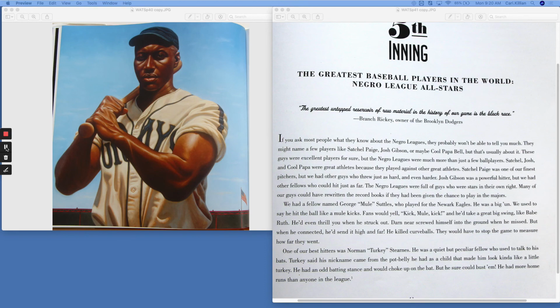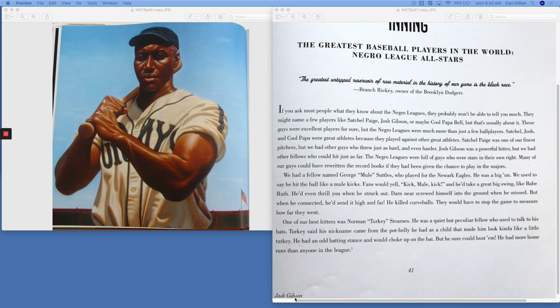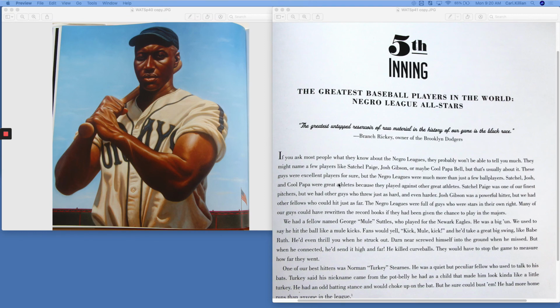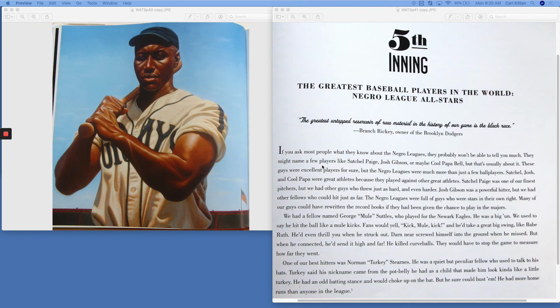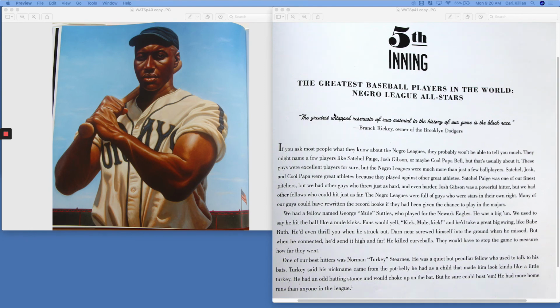On page 40 is an illustration. It's captioned Josh Gibson. I'm going to begin the first paragraph on page 41. If you ask most people what they know about the Negro Leagues, they probably won't be able to tell you much. They might name a few players like Satchel Paige, Josh Gibson, or maybe Cool Papa Bell, but that's usually it. These guys were excellent players for sure, but the Negro Leagues were much more than just a few ball players. Satchel, Josh, and Cool Papa were great athletes because they played against other great athletes.